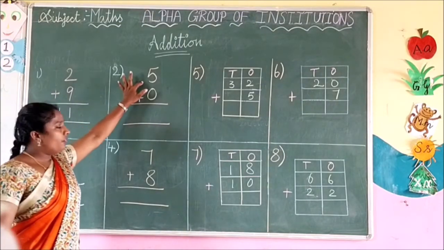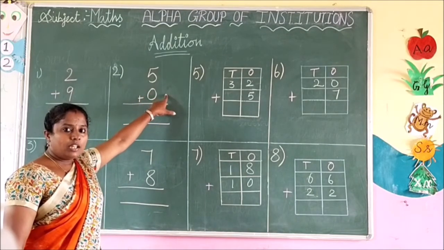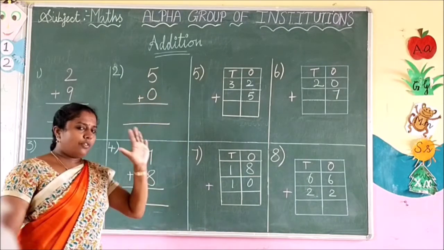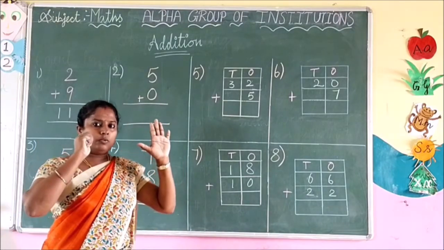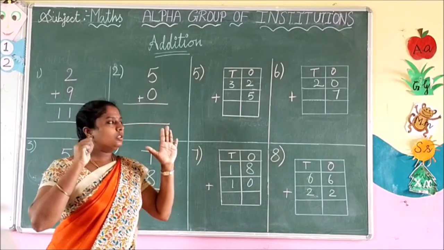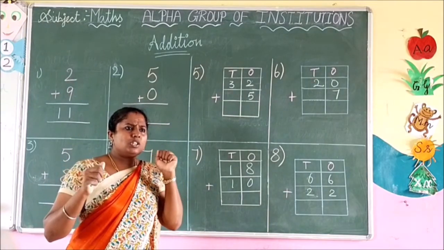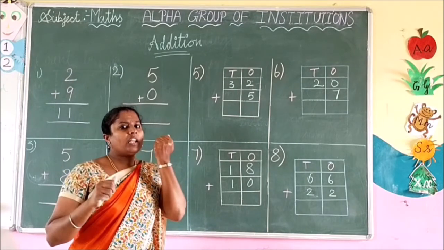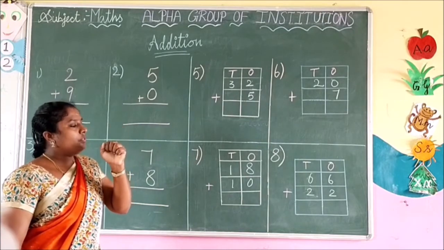So next, 5 plus 0. What is this number? This is 5. What is this number? 0. So 5 in the mind, 0 in the finger. How can we add 0 in the finger? Means nothing.